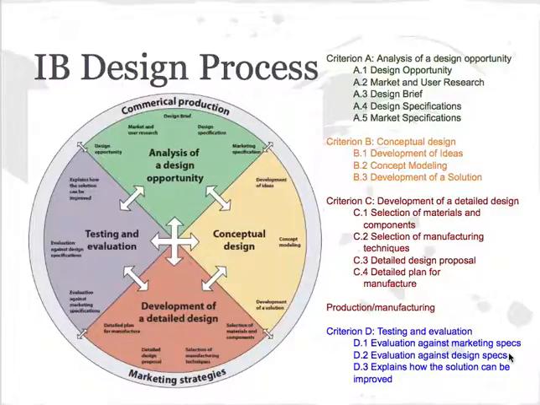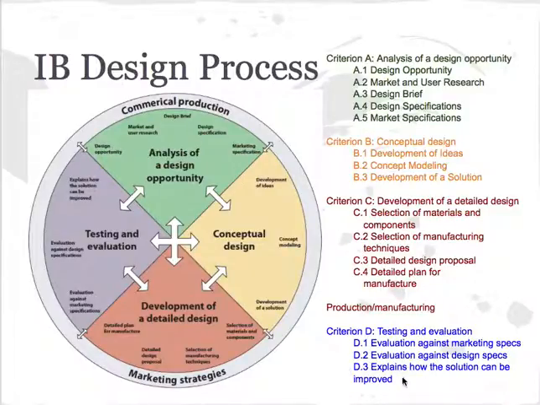So again, for D2, you're going to have a table that has 3 columns. The left-hand column is going to have all of the design specifications, the ones that we had just listed. The middle column is going to ask the question, did it meet that design specification? And the last question is going to be why or why not. Make sure you're answering that why question. That's a huge part of this process. If you can't answer that question, then it was a waste of your marking period.